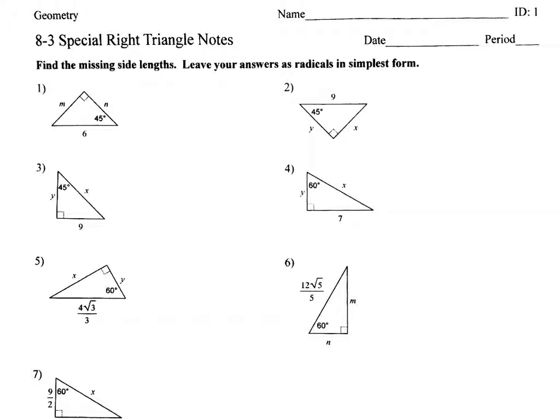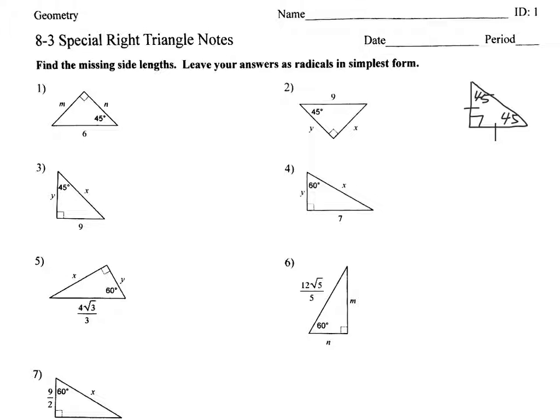So the first ones we have here are what are referred to as 45, 45, 90 triangles. So just a quick synopsis of the rule with a 45, 45, 90. So I'm going to draw like this. Now, if it's 45 here, so my angles here are 45, 45, 90, which is also an isosceles right triangle.